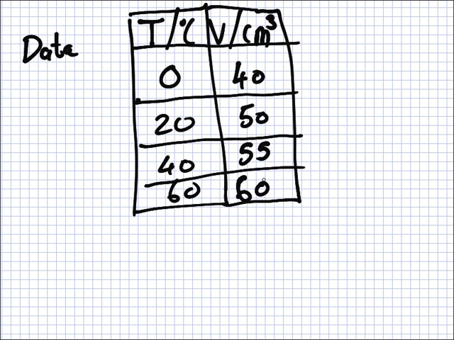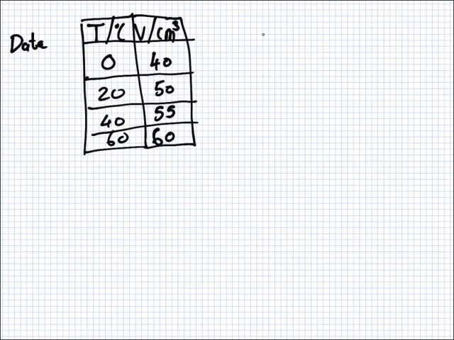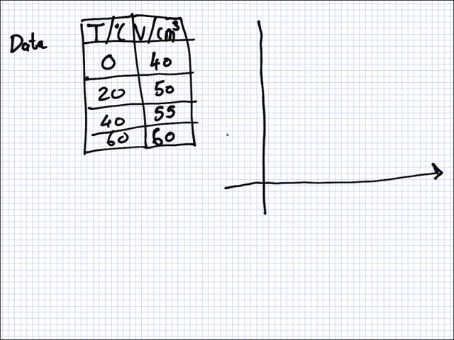Okay, so we want to make the scatter plot. Well, that first part is actually pretty straightforward. We just need our graph here. Now, this here has to be 0, 0, and we're going up to 60. So I'll go 10, 20, 30, 40, 50, 60. And this is temperature in Celsius. And then the volume also is going up to 60. So I'll go 10, 20, 30, 40, 50, 60. And this is volume in centimeters cubed.